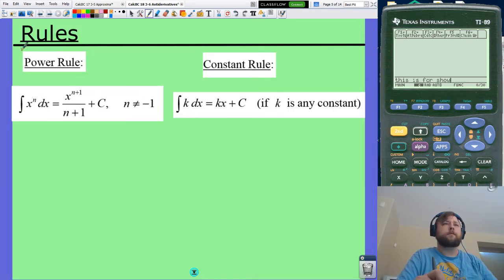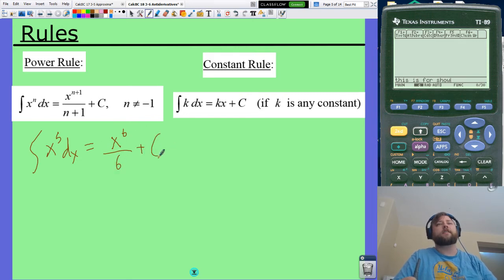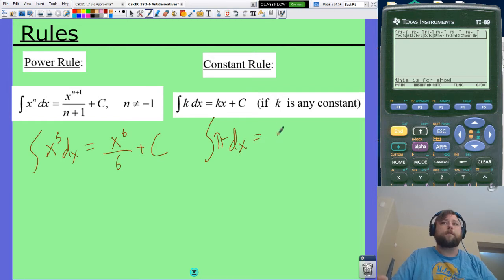So some rules. The power rule. The integral of x to the n dx is just the backwards power rule. So if I said the integral of x to the 5th dx, it would be x to the 6th, add 1 to the exponent, then divide by the new exponent 6, and then the plus c. All right? And n can't equal -1, because just think about that. Constant rule. If you integrate a constant, you just multiply it by an x and put the plus c. So the integral of pi, which is a constant, dx, would be pi times x plus c.